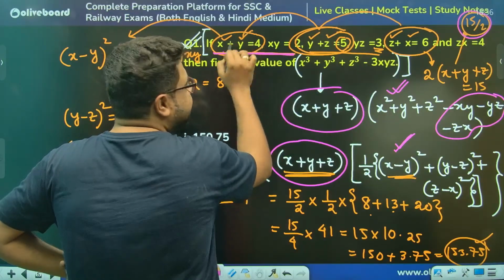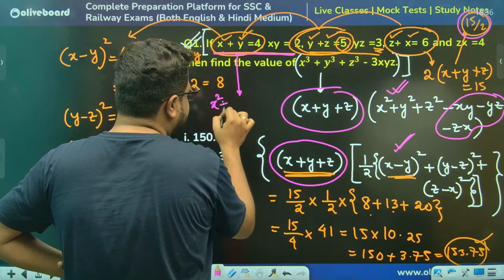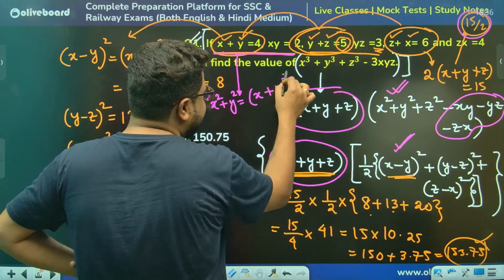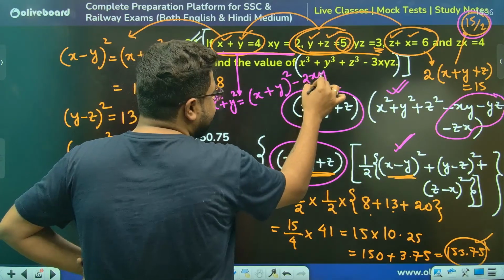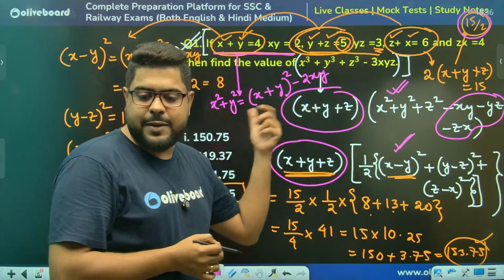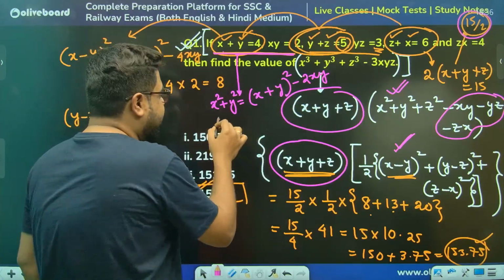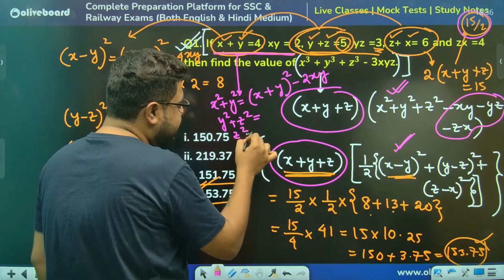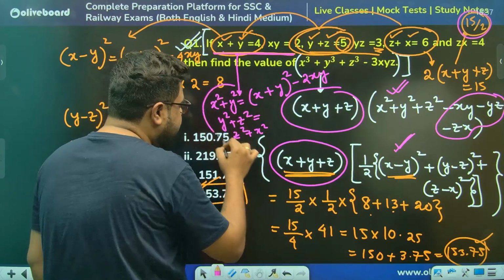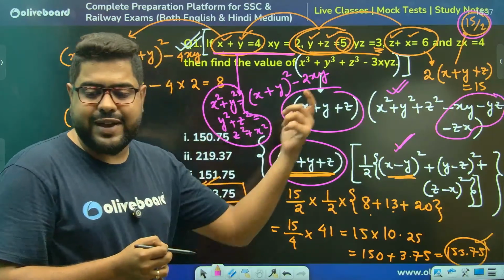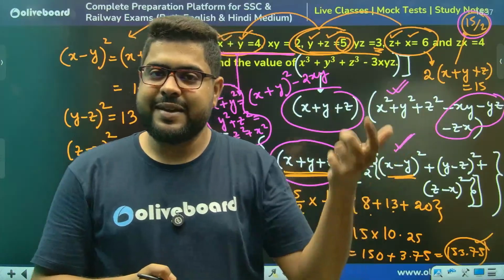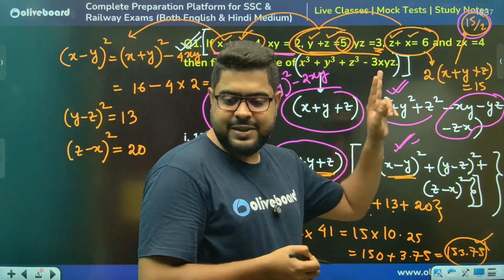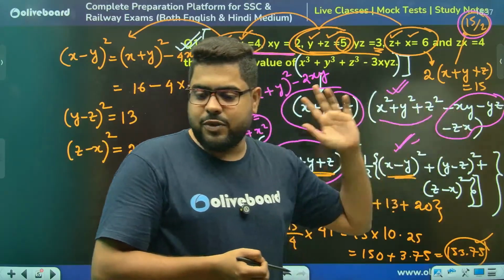So using the square technique, x square plus y square will be x plus y whole square minus 2xy. From there you will get x square plus y square. Similarly, you will find y square plus z square, and z square plus x square. Add all three of them and you will get twice of x square plus y square plus z square. Divide by 2 and you will get x square plus y square plus z square. So you can use this formula part as well.